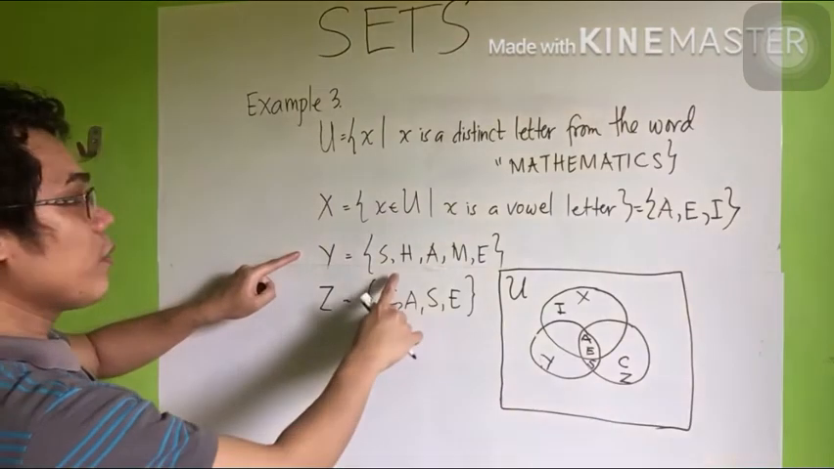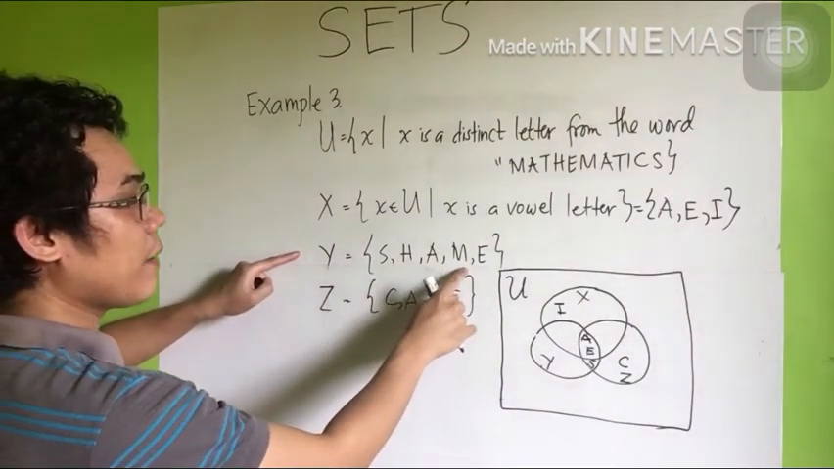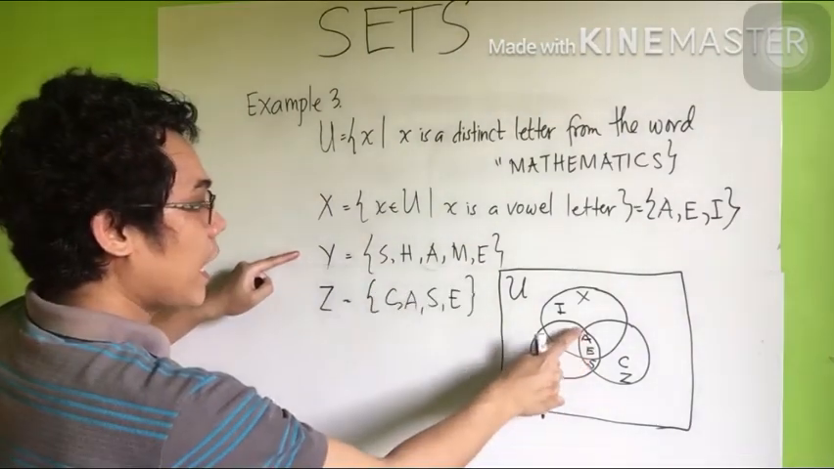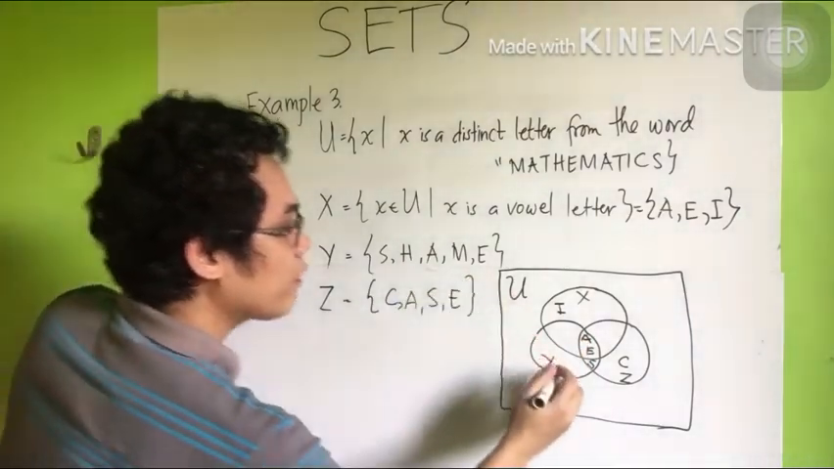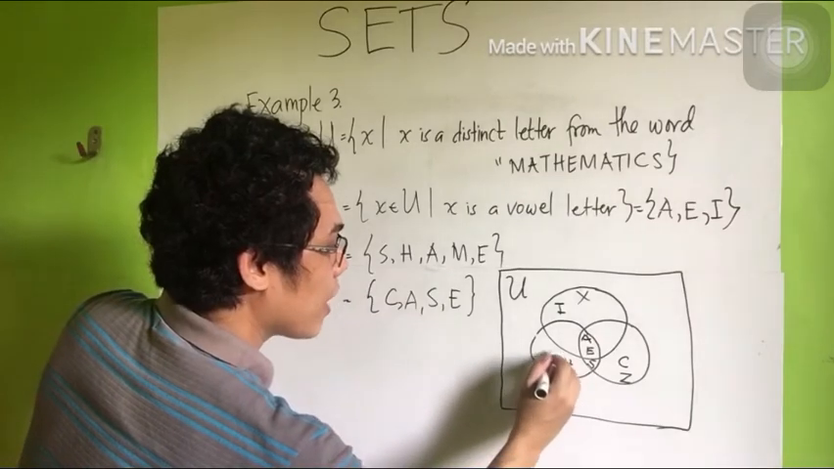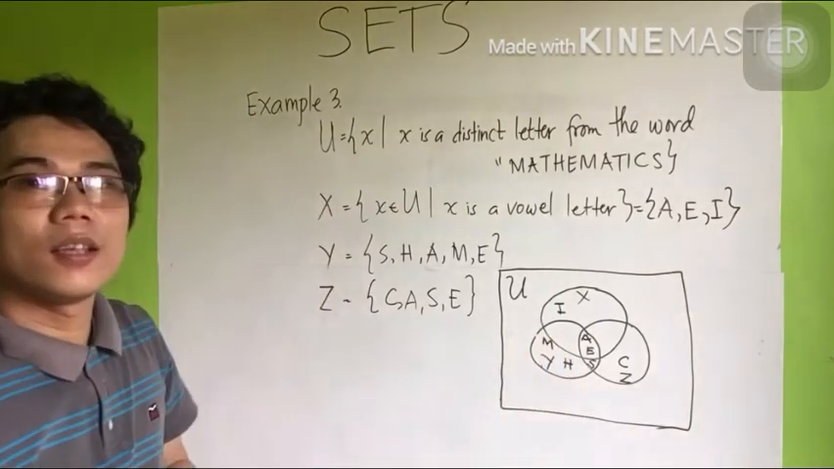For Y, we have S, H, A, M, E. Meron ng S, A, meron ng E. So, S, A, E. Ang kulang na lang for Y is H at saka M. So, yun.